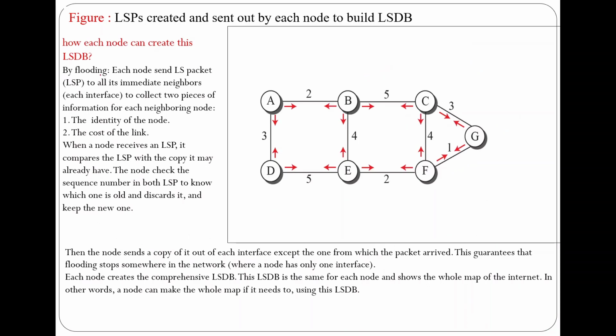So we can see the operation of the link state algorithm. The main concept of this is flooding. Flooding means node A will forward the packet, or its own routing table, to its nearest or immediate neighbors. What are the immediate neighbors of A? Can you tell me? B and D.